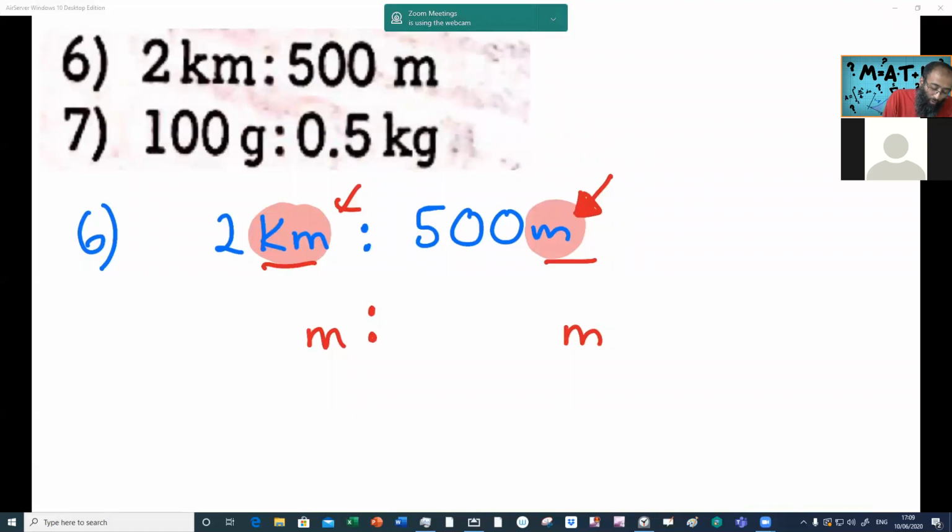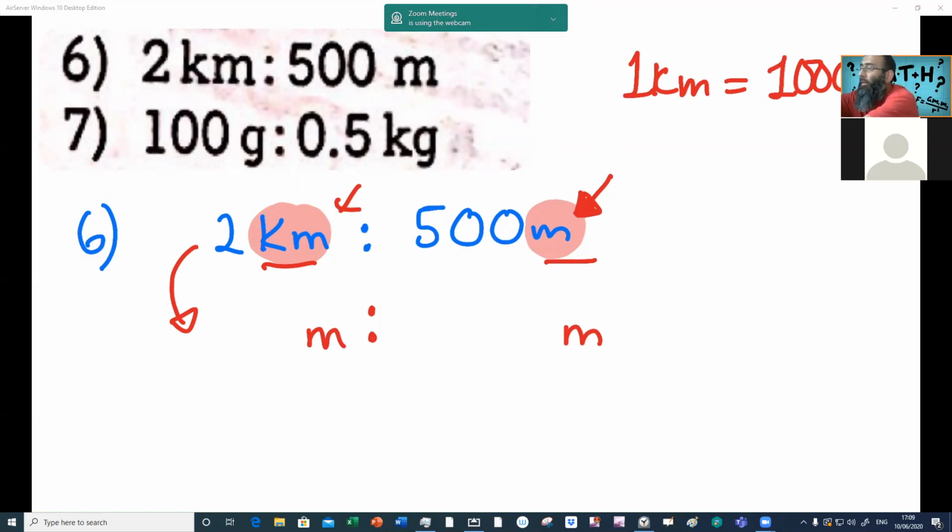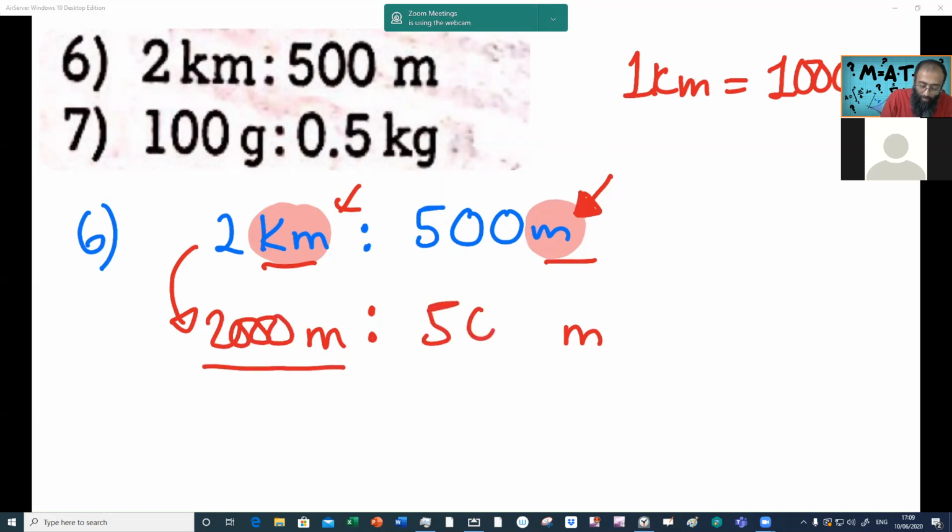So now, can you go through the process of how we change kilometers to meters? In 1 kilometer, how many meters are there normally? 1,000 meters. So you have 1,000 meters in every kilometer. So how many would you have then in 2 kilometers? 2,000 meters, because you times it by 1,000. Fantastic. Okay, so 2,000 meters is going to be shared, or should we say, in a ratio to 500 meters.